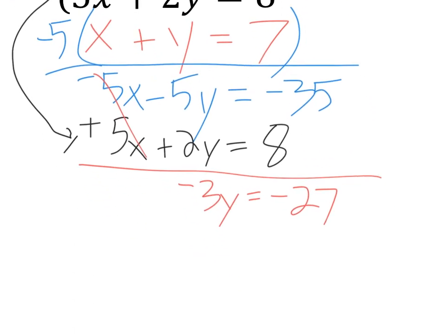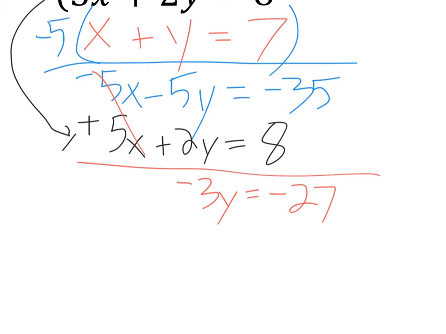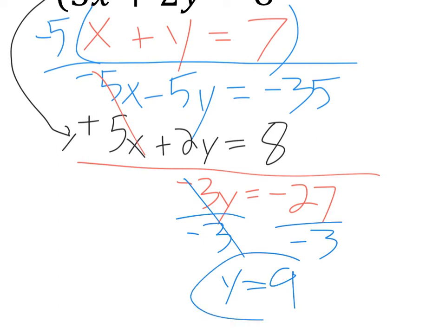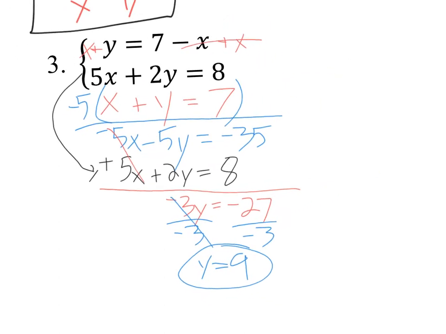So how do you get rid of a number by a letter? You divide. Negative 3y means negative 3 times y, so the opposite would be to divide. They're married, multiplying together, so divorce, divide them apart. And you get y equals positive 9. So we got y equals 9.